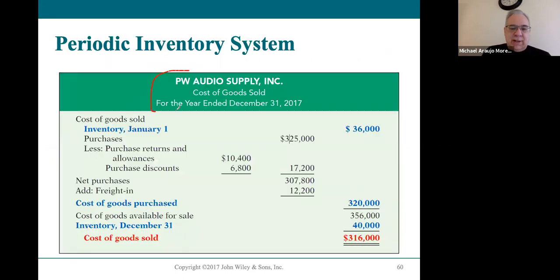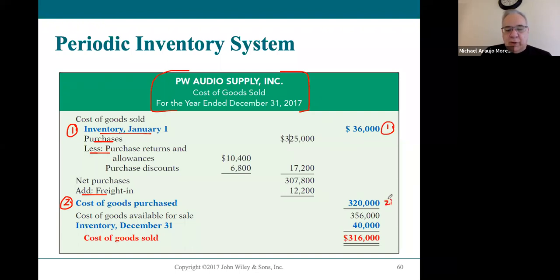How it actually looks on a statement works the same way, right? The first step is, what is the beginning inventory? So in January, you had 36,000 of beginning inventory for PW Audio. The second thing is you're going to add in the cost of all the inventory you bought. So you're buying inventory, but like I said, sometimes you send things back, sometimes you take a discount, and you have to always add in your freight. So you have 36,000 as beginning inventory. That would be in box 1.